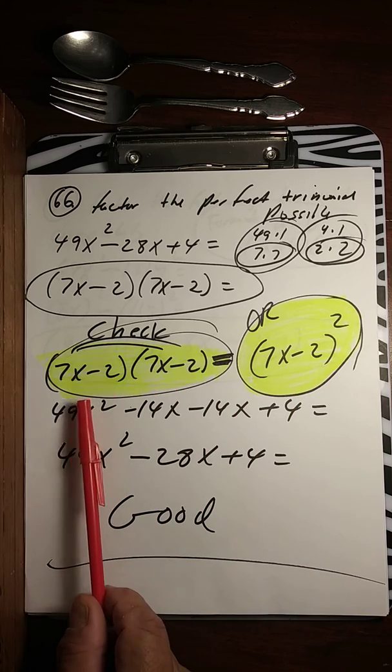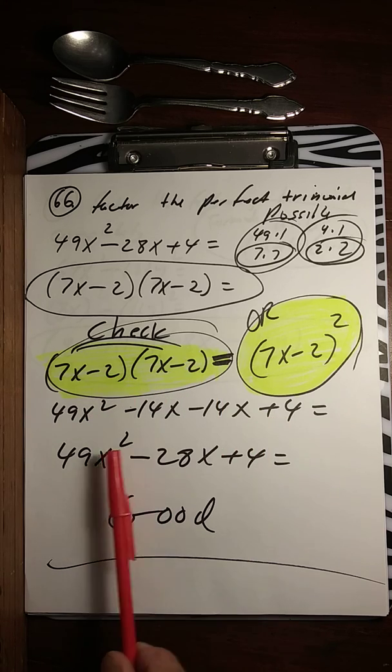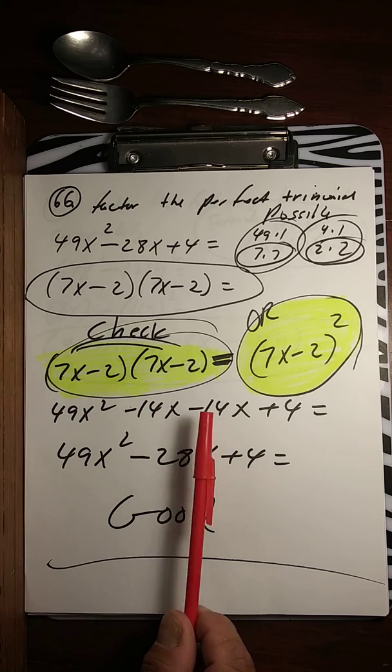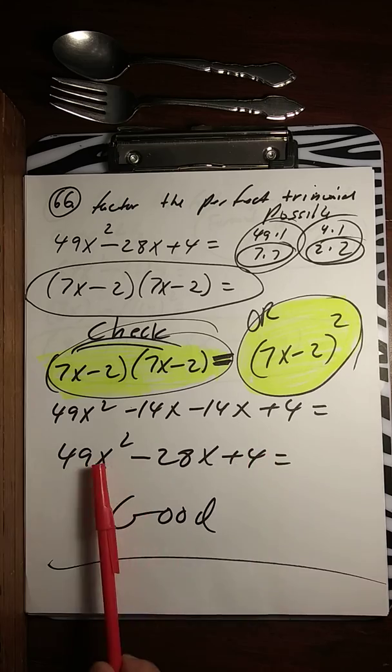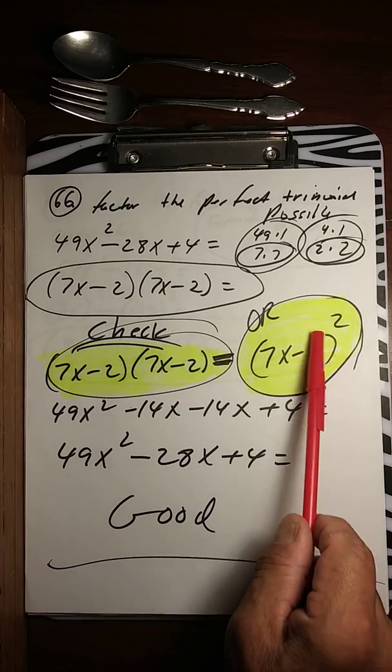7 times 7 is 49x squared. That times that, negative 14. That times that is negative 14. That times that is 4. 49x squared, negative 14 and negative 14 is negative 28x plus 4. Does that match this one? Yes. So it's either this answer or that, it's the same thing.